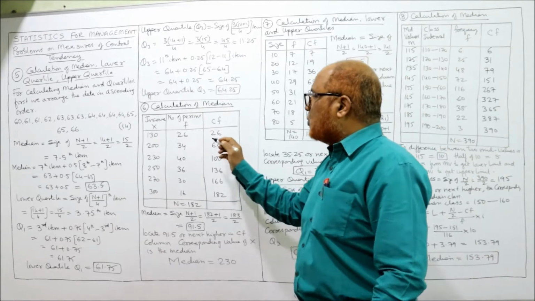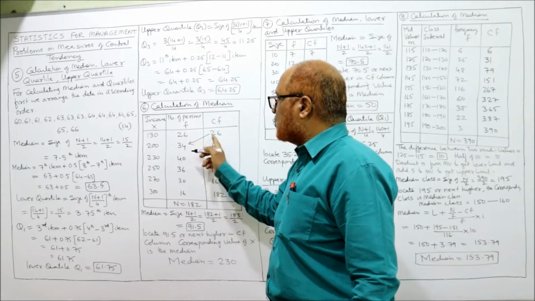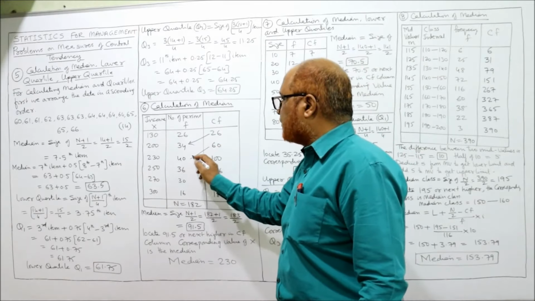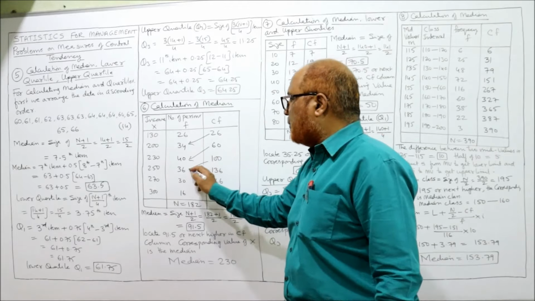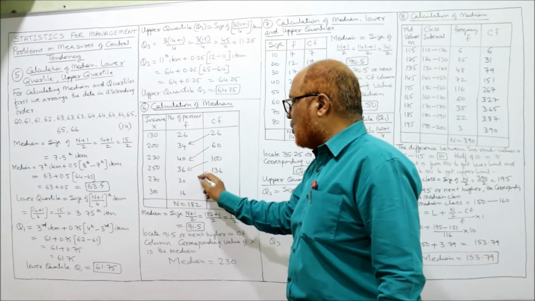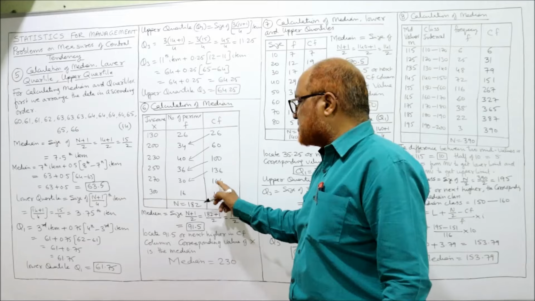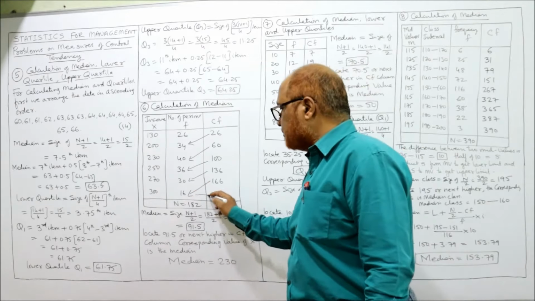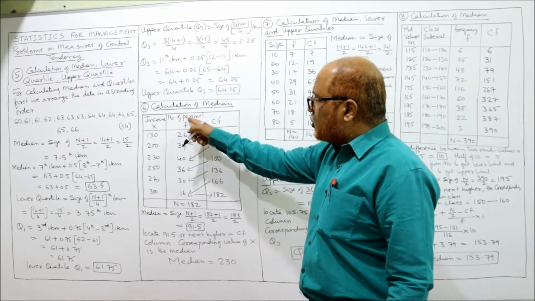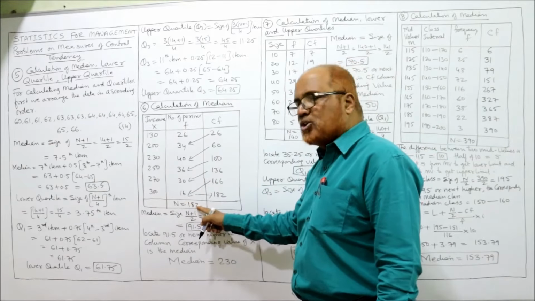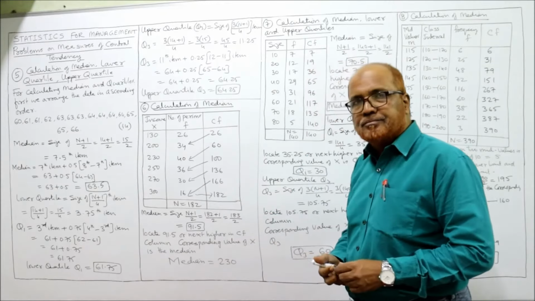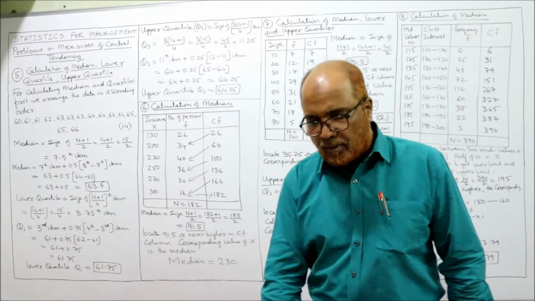Now we have to add up 26 plus 34. 26 plus 34, you'll get 60. So 60 plus 40, you'll get 100. 100 plus 36, you'll get 136. 136 plus 30, you'll get 166. 166 plus 16, you'll get 182. That's it. Now confirm it. The total of the persons n is 182 and the last CF should also be 182. That's it. Now we have to apply the formula.